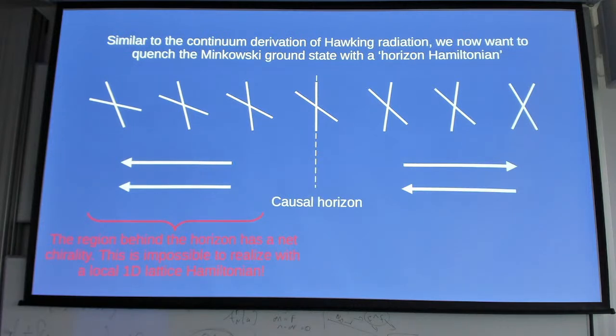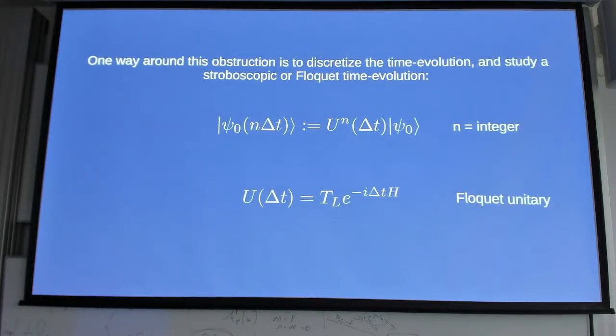And so of course, we cannot write down a 1D local Hamiltonian which is chiral, so we need to do something else to get around this. One way around this obstruction is to discretize a time evolution. I actually study a stroboscopic or Floquet time evolution, which means that we're going to evolve our state in discrete steps. So our time evolved state is defined by applying this unitary U(Δt) n times on our vacuum.